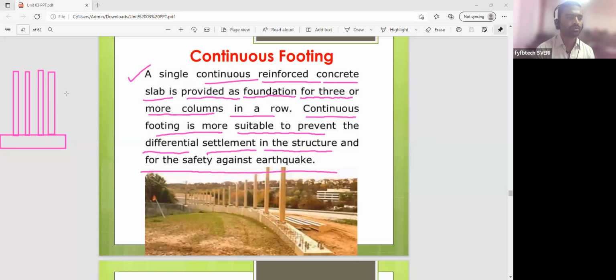So these are the columns. For all these columns a foundation is done. This is continuous, and since it is more than three columns, that is called your continuous footing. Don't draw the diagram.